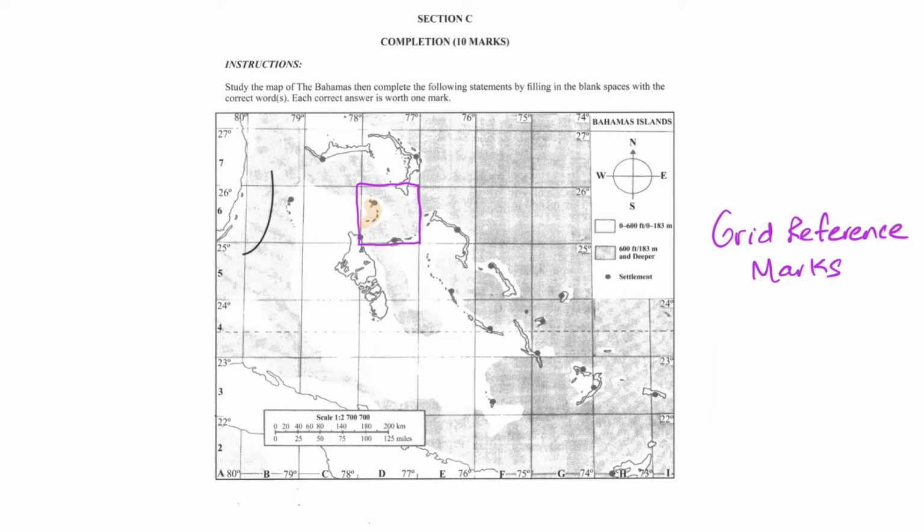But for those of you who haven't, let's talk about how we'll find out which square that is. We will look at the bottom labels for the grid reference marks, and we see that that square is situated by D.